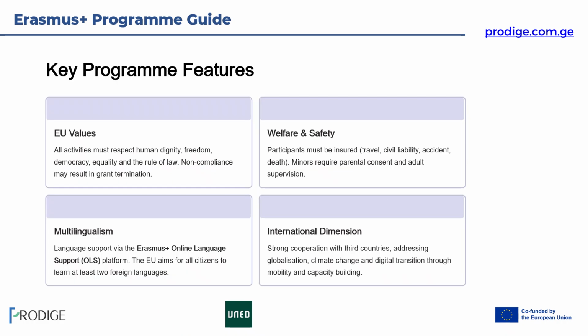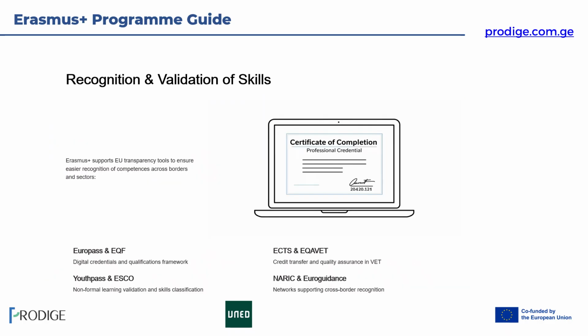The welfare, health, and safety of participants are fundamental principles. All participants must be insured against risks like accidents or illness. Additionally, we promote multilingualism, a symbol of unity and diversity. The Online Language Support (OLS) platform is available to help participants practice and improve their language skills before and during their mobility.